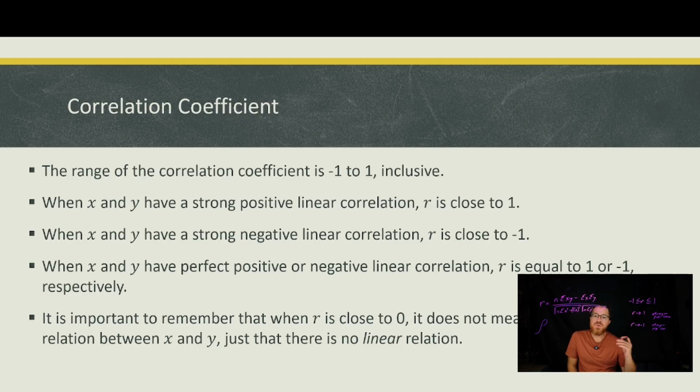If R is equal to -1, this would mean that you have a perfect negative linear correlation. If R is close to 0, this would represent either a weak correlation, or as it gets to a certain point, we just consider that there's no real correlation. As y changes, it doesn't really seem to have any relationship with the change in our explanatory variable.